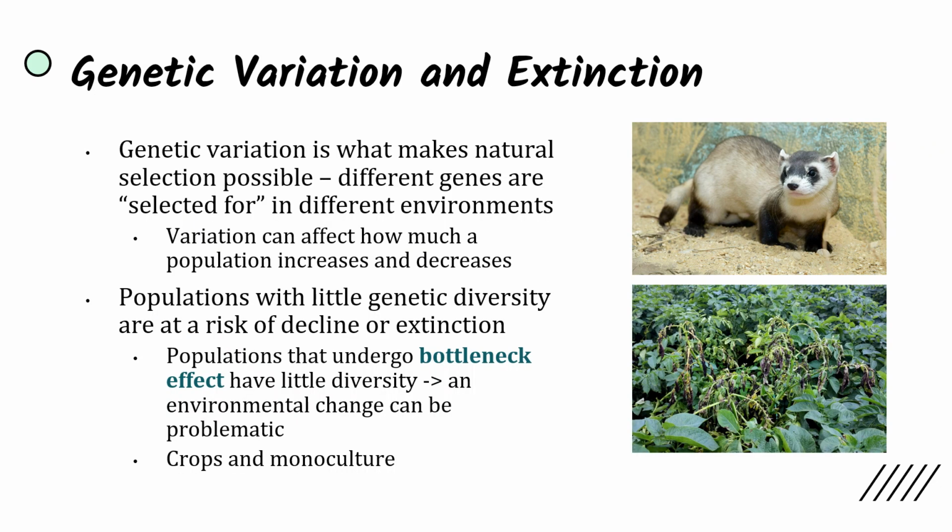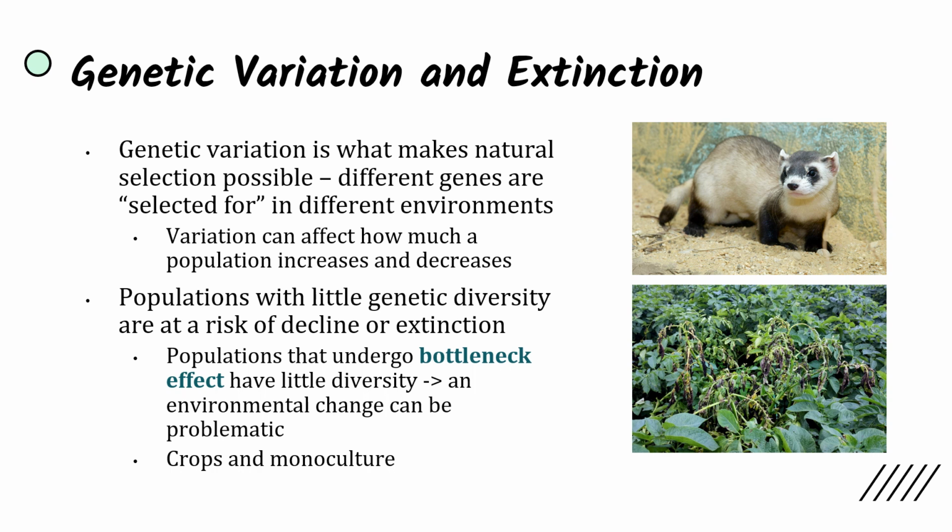So we'll begin by linking genetic variation to extinction. Genetic variation is what makes natural selection possible. Different genes are selected for in different environments, meaning that in a population that has a lot of genetic variation, meaning individuals with lots of different traits, those individuals that have traits that are advantageous and allow them to survive and reproduce in that environment are going to survive and reproduce more, and over time the population is going to reflect that, and there will be more individuals with that certain trait than individuals with traits that don't advantage them so much in this environment.